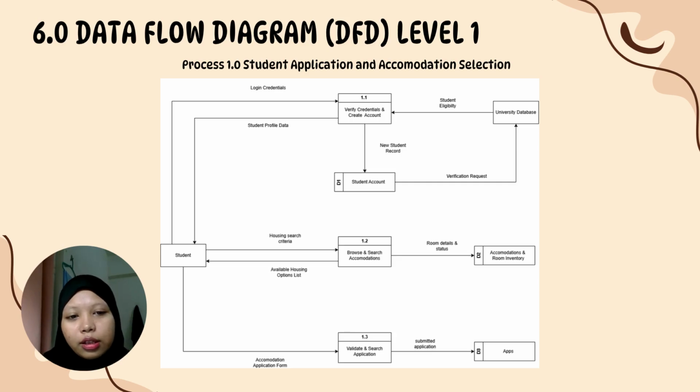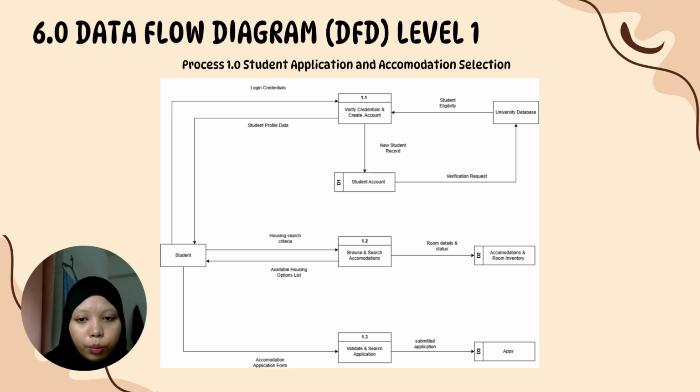So for this slide, it shows the DFD level 1 for Unicom University Accommodation Management System. The process begins with process 1.1, verify credentials and create account, where the student submits login credentials and profile information. The system verifies the student eligibility with the university database and creates a student account.